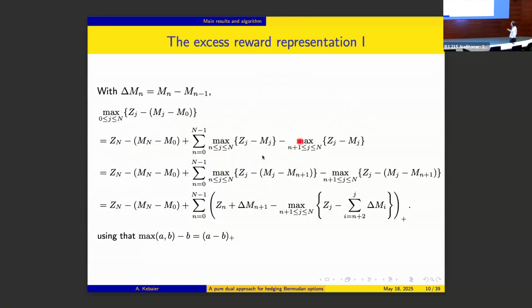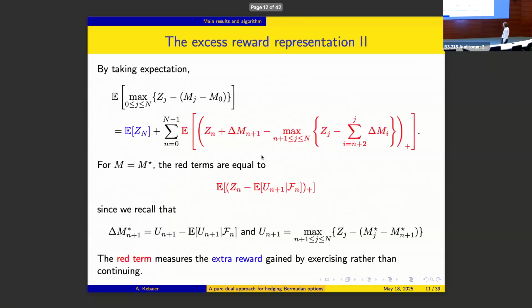So this is the first step. And then you adjust using the M n plus 1, same thing. And then simply using this property, the maximum between A and B minus B is simply the positive part of A minus B, you end up with this new representation. So this is just an algebraic representation of the running maximum. You can write it in different ways. So let me give some comments on this.